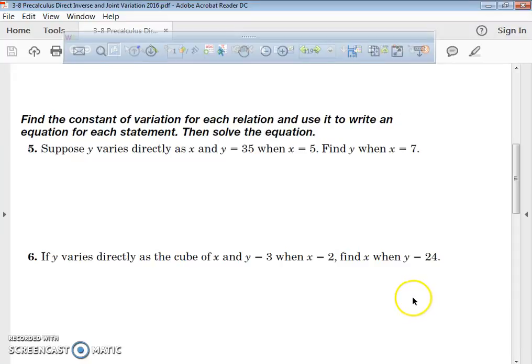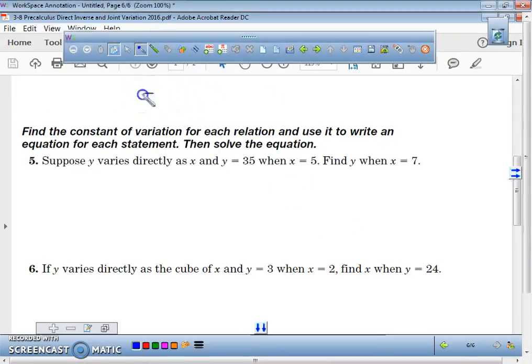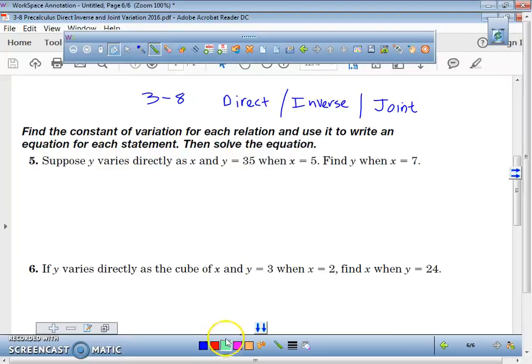We're going to do a couple of example problems today. On number 6, we are still dealing with this idea of direct, inverse, and joint variation. As you read the problem, it tells you exactly which one you're working with. What does number 6 say we are working with? Direct. It says y varies directly.